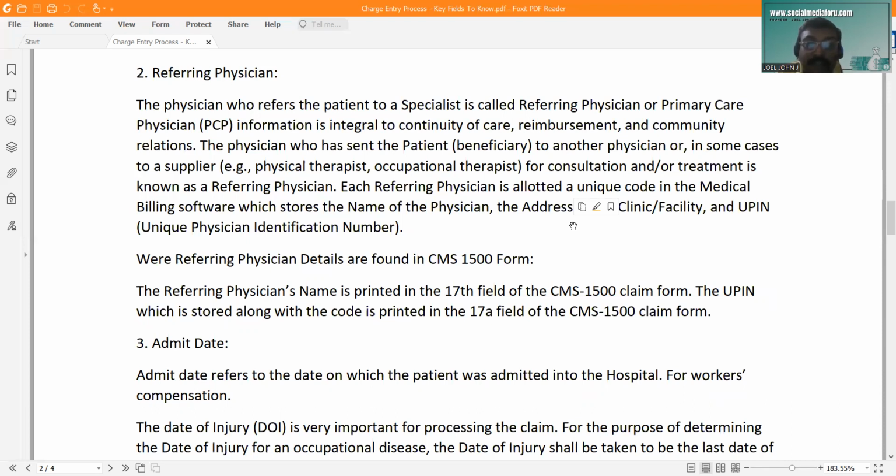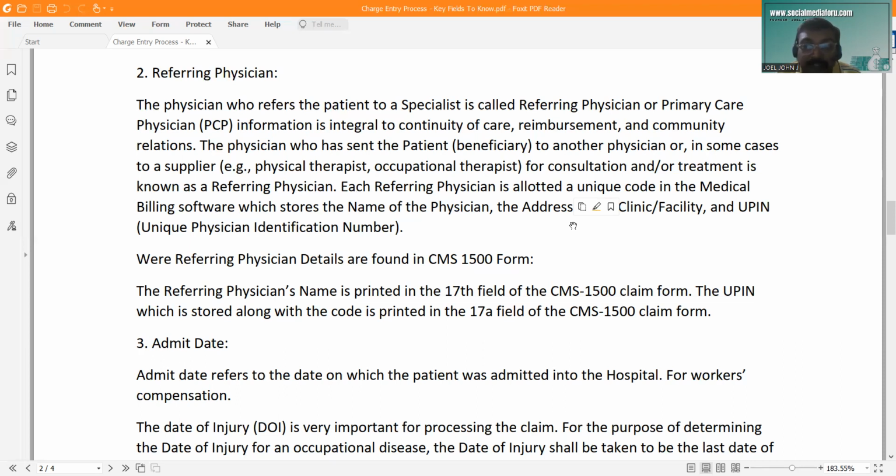The physician who has sent the patient or beneficiary to another physician, or in some cases to a supplier, for example a physical therapist or occupational therapist, for consultation or treatment, is known as the referring physician.